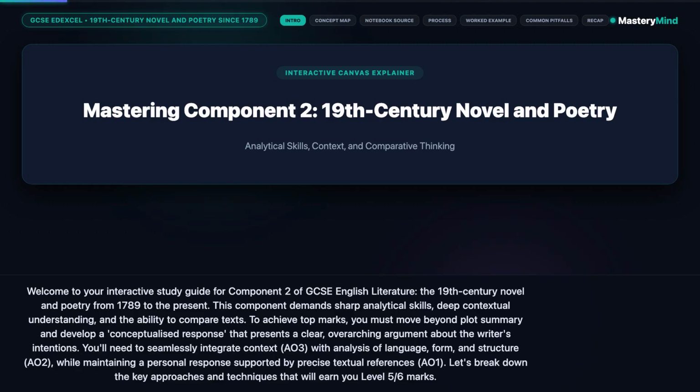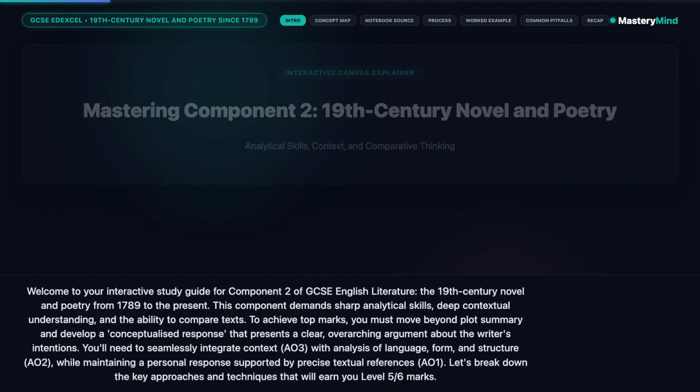You'll need to seamlessly integrate context, AO3, with analysis of language, form, and structure, AO2, while maintaining a personal response supported by precise textual references, AO1. Let's break down the key approaches and techniques that will earn you level 5/6 marks.